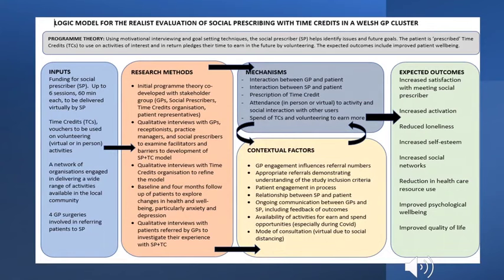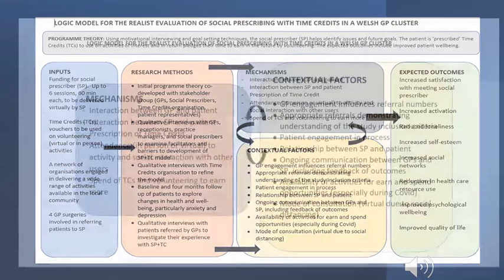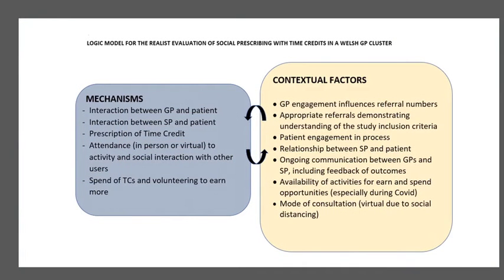Here is our logic model. I've talked to you about the inputs and also the research methods for the evaluation. Josie is going to talk in a bit more detail about the mechanisms and the contextual factors. The main mechanisms are the interaction between the GP and the patient, the interaction between the social prescriber and the patient, the prescription of the time credit, the attendance in person or virtually to an activity and the social interaction with other users, and the spend of time credits and volunteering to earn more.